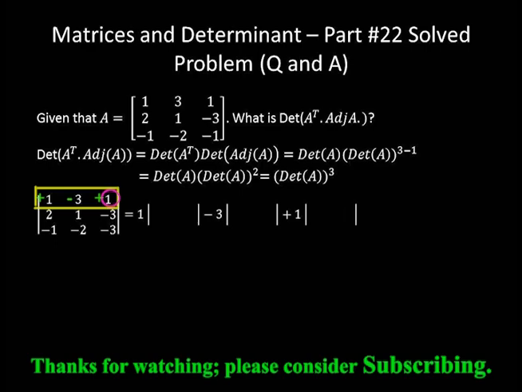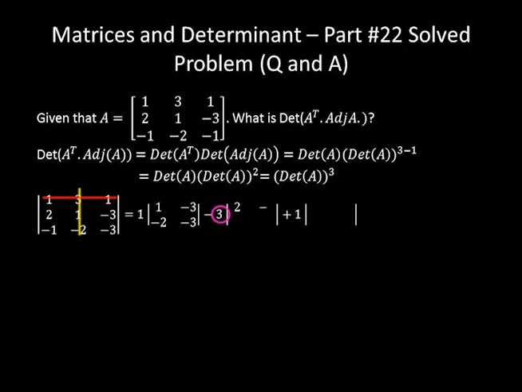To find the elements of the 2 by 2 matrices, we have to cross out the row and column where the coefficient belongs. 1 is in row 1, column 1. Removing them leaves us with these 4 elements. 3 is in row 1, column 2. Crossing them out gives us 2, negative 3 in the first row of the 2 by 2 matrix and negative 1, negative 3 in the second row of the matrix. This one is in row 1, column 3. Eliminating row 1 and column 3 gives us these 4 elements.